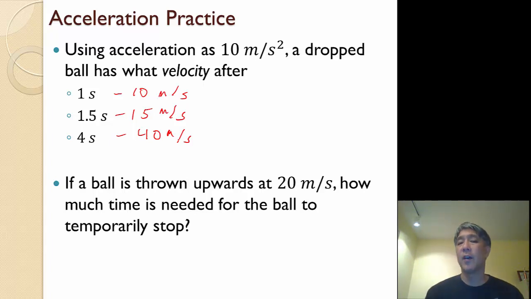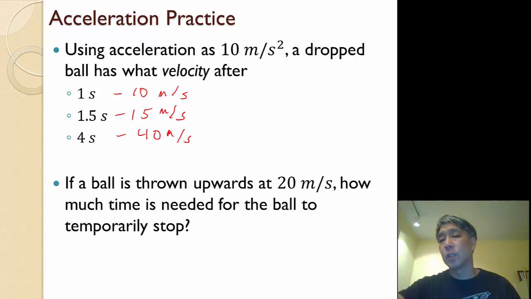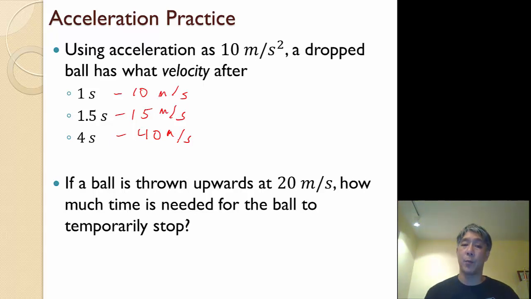For another example, if I throw a ball upwards at 20 meters per second, how much time is needed for the ball to temporarily stop? Well, if my acceleration is 10 downwards, I'm subtracting from my velocity. So after 1 second, I started at 20, 1 second later, I'm at 10, 2 seconds later, I'm at 0. So right there, I've temporarily come to a stop. I don't stay stopped because gravity continues to act, never stops. And I start to accelerate downwards and speed up now.